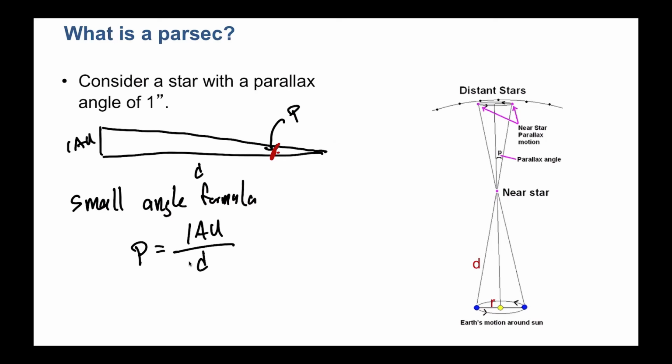Let's solve this for D. Multiply both sides by D. Divide both sides by P. The D's cancel out over here. The P's cancel out over here. We get D equals 1 AU over P. Now, if P is 1 arc second, this has to be in radians. So P has to be in radians.